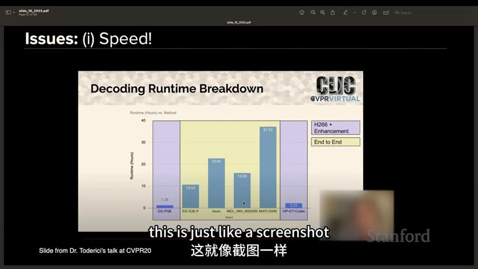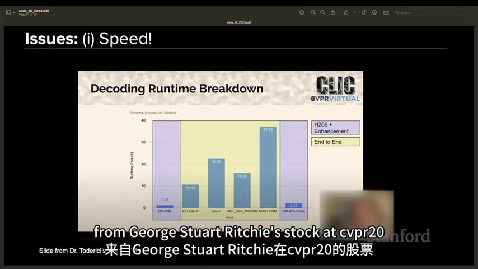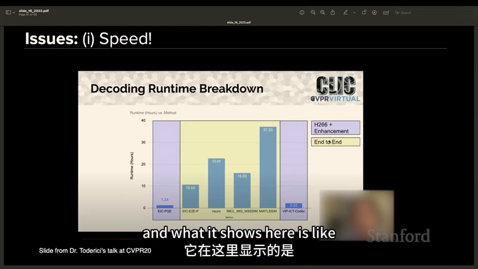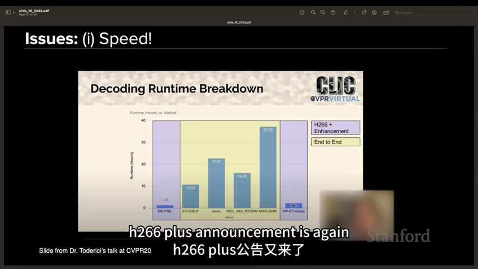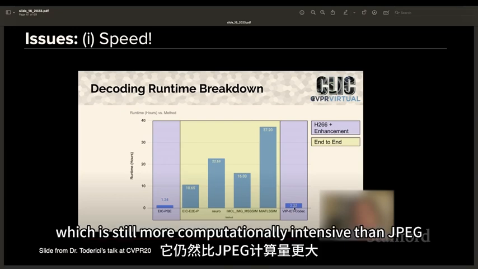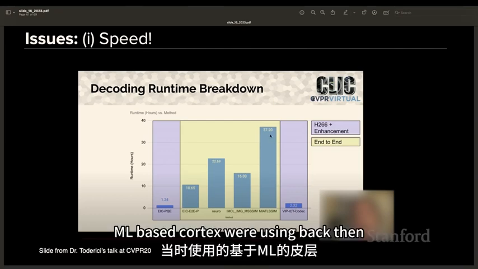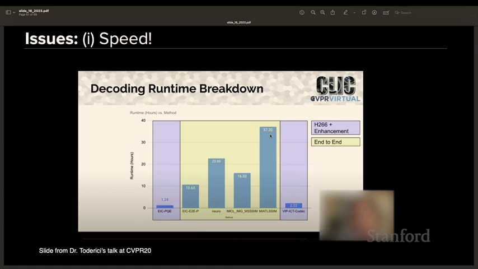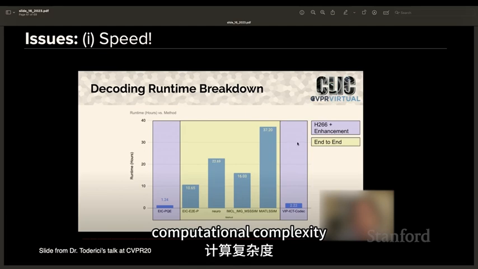This is just a screenshot from George Toderici's talk at CVPR 20. What it shows here is that H.266 plus enhancement is again one of the more advanced traditional codecs, which is still more computationally intensive than JPEG. But this is what ML-based codecs were using back then, which was almost 20x more computational complexity.